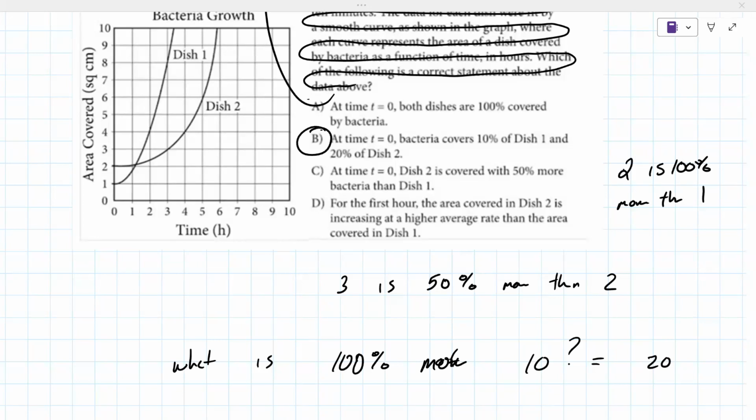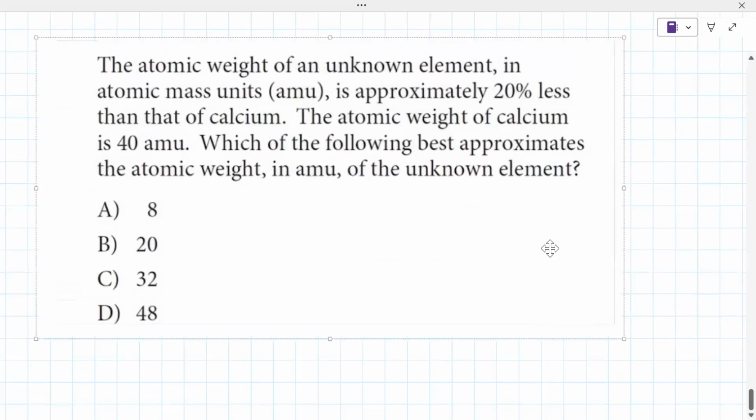So let's do one more. Actually, let me go find some percent problems. Maybe we should do a few of those. I like that you asked that, because I can find percent problems. All right, let's go. We'll do 3. We won't go super crazy. Yeah, here we go. All right, go ahead and take a look at this and see what you come up with.